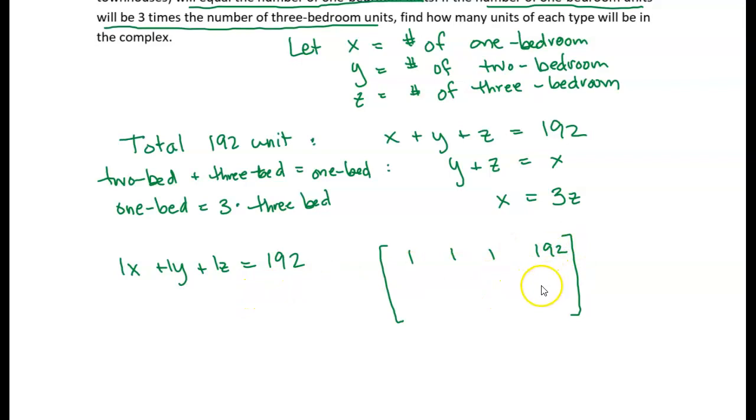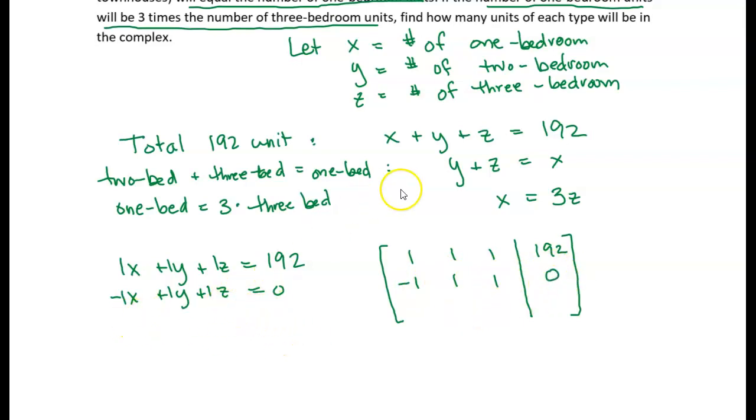But to create this augmented matrix, I need to have all the variables on the left-hand side and the constants on the right-hand side. So I need to rearrange the second equation, y plus z equals x. If I just subtract x from both sides, what I get is minus x plus y plus z equals 0, right? That's the same equation. I've just added a negative x to both sides. So that's the same as negative 1 times x, 1 times y, and 1 times z. So my coefficients are negative 1, 1, and 1, and that's equal to 0.